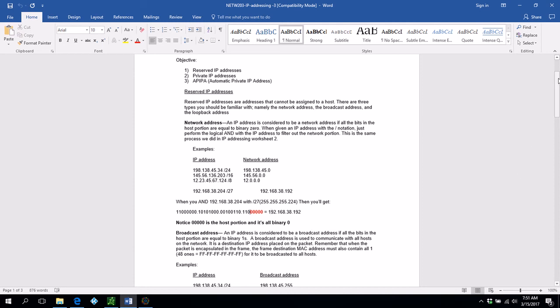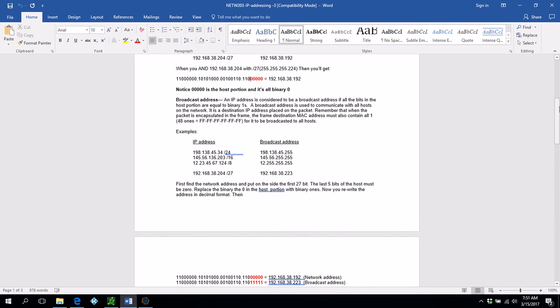So what is a broadcast address? A broadcast address is a packet that is sent to everyone. You take your network address and replace the host portion with all ones. For example, for this address from the top, what's the broadcast address? Take the network address, 198.138.45, and replace the last 8 bits, which are zeros in the network address, with all ones. They become 255.